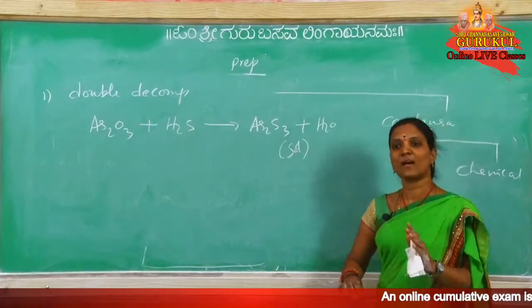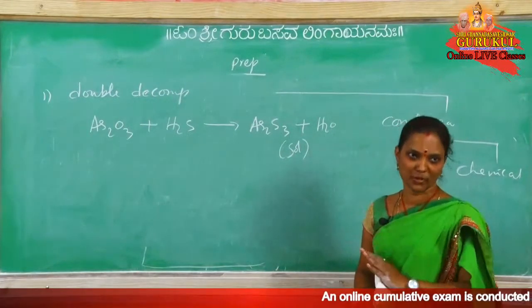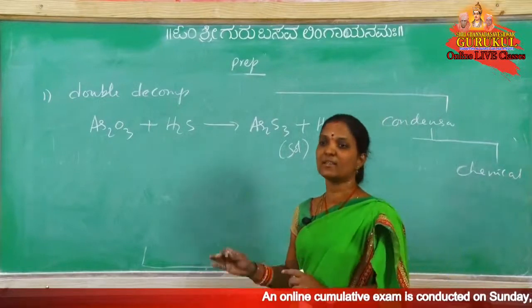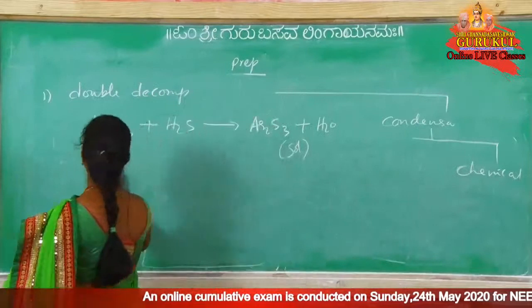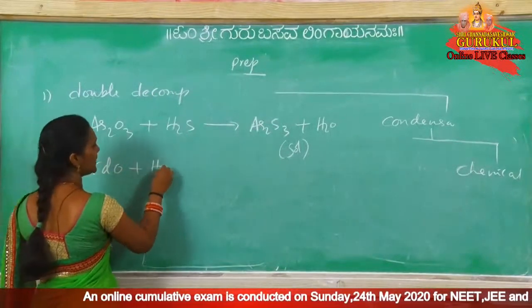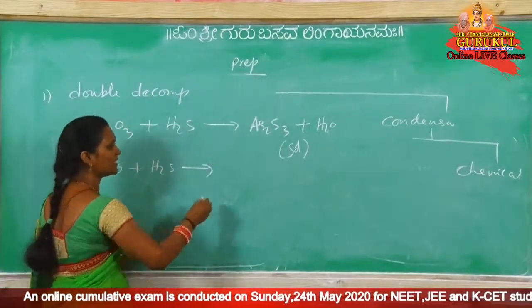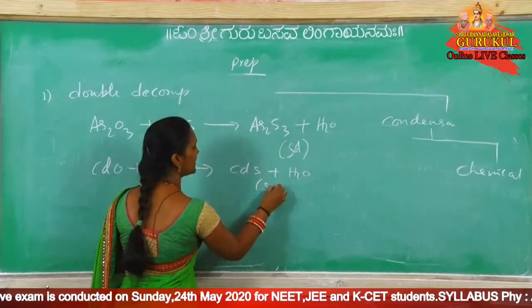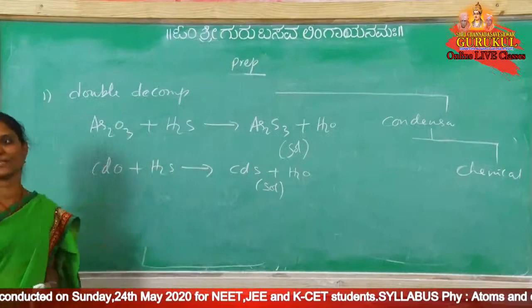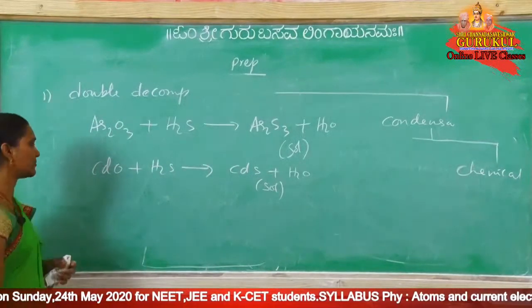Sulfide salts are prepared by the double decomposition process. Fixed: sulfide salts are prepared by double decomposition. For example, take cadmium oxide. It is treated with H2S. Then the product obtained is cadmium sulfide plus H2O. Now this cadmium sulfide is a colloidal solution. So sulfide salts are prepared by the double decomposition process.